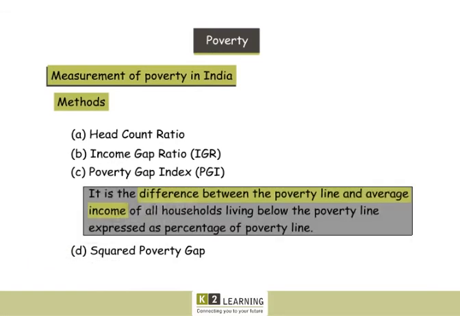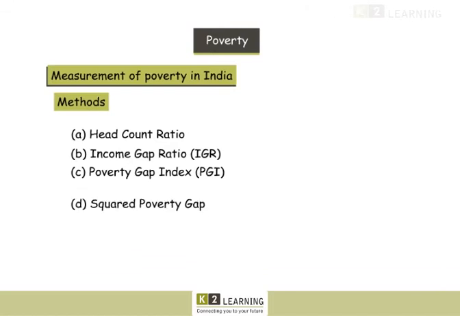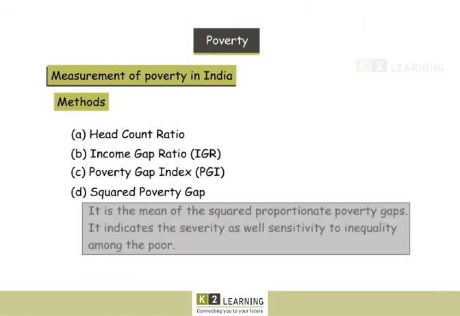Poverty gap index. It is the difference between the poverty line and the average income of all households living below the poverty line, expressed as percentage of poverty line. Squared poverty gap. It is the mean of the squared proportionate poverty gaps. It indicates the severity as well as sensitivity to inequality among the poor.